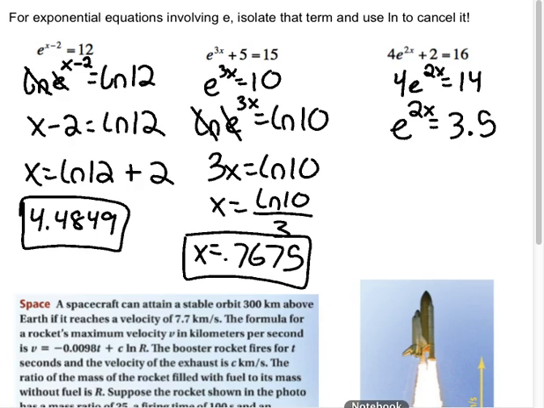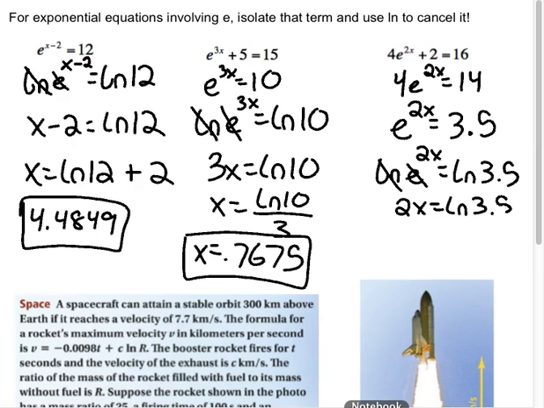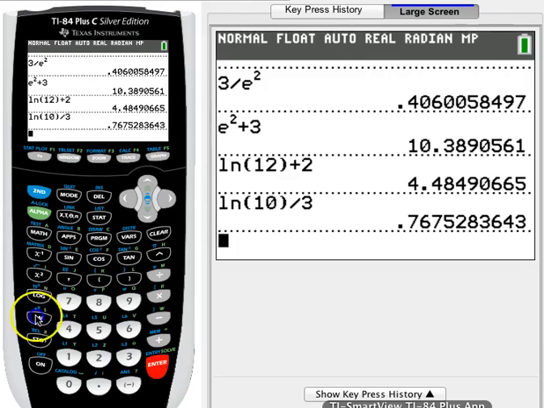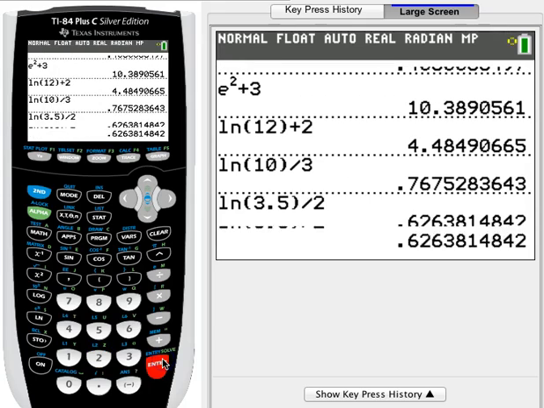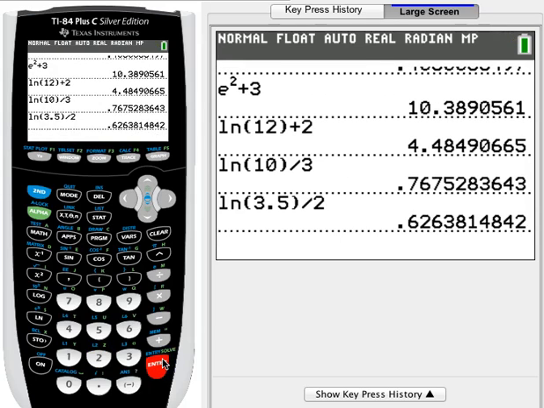Now I'm ready to natural log both sides, which of course the ln and the e undo each other, and divide by 2. So now I can go type into my calculator. I can type in ln of 3.5 divided by 2. That's going to give me 0.6264.